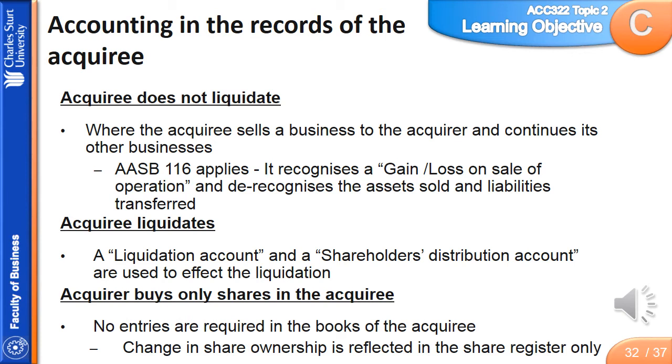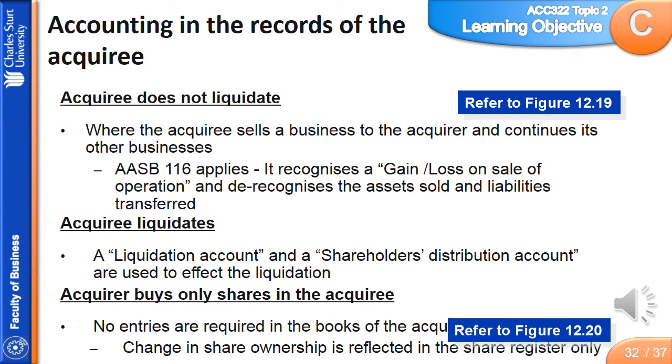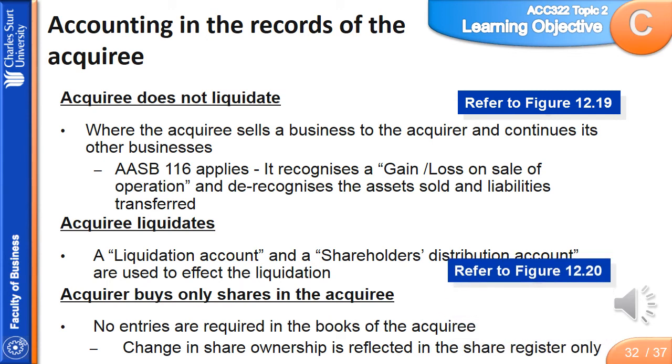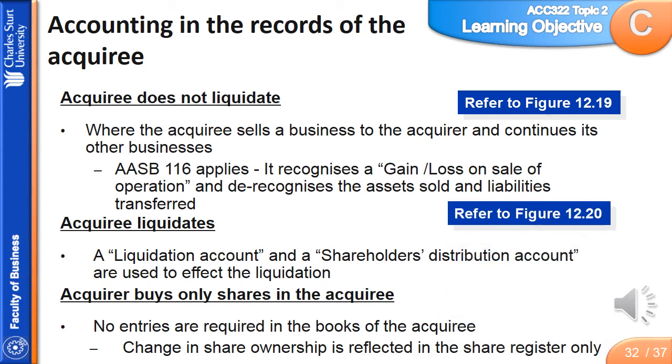And there's figure 12.19 on pages 597 to 598, which gives an example of when that occurs. The next event is when an acquiree liquidates, and when that happens, a liquidation account and a shareholders distribution account are created. They're clearing accounts, and that's what those accounts are used for, to effect the liquidation, and that's the most difficult type to prepare. Page 598 has an example of that as well.